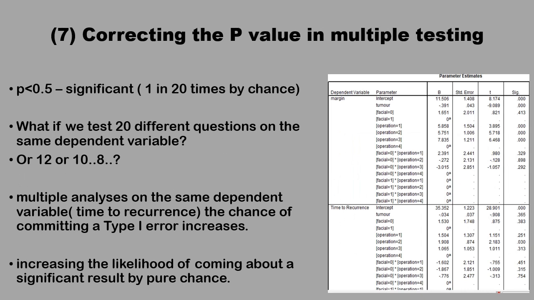When we conduct multiple analyses on the same dependent variable, that is the output, for example, the time to recurrence for the tumor here, the chance that we commit a type 1 error increases every time we do one more test or put one more factor into it. So if we have 20 different questions about the effect of 20 different things on the recurrence, and all of them are significant, there is a good chance that one of these significant findings happened by pure chance, because each of them has a chance of happening by pure chance of 1 in 20.